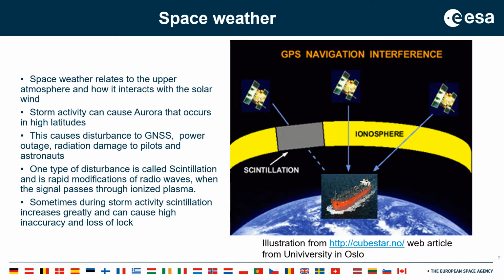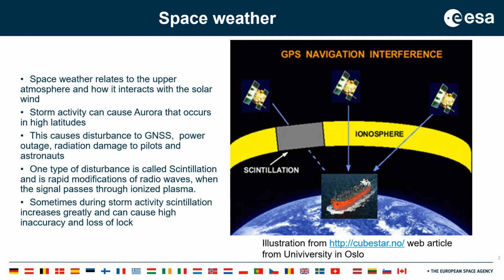Most known is the aurora, which occurs in the high latitudes. However, these can also cause disturbances to GNSS and power outages. They can cause radiation damage to pilots and astronauts, to name a few, as this has a wide impact in many industries. One type of disturbance is called scintillation, and this is a rapid modification of radio waves when the signal passes through ionized plasma. Sometimes during storm activity, scintillation increases greatly and can cause high inaccuracy or loss of lock.